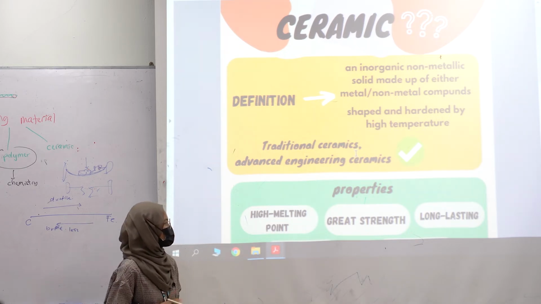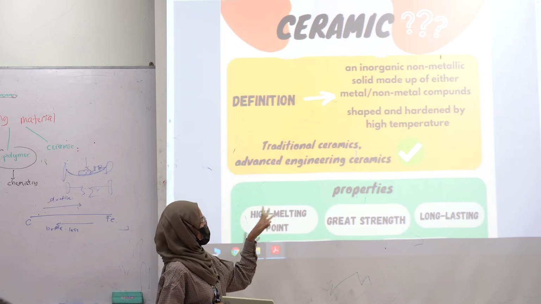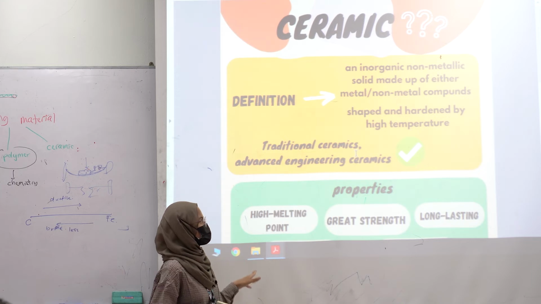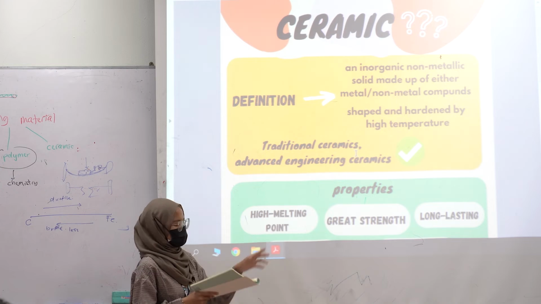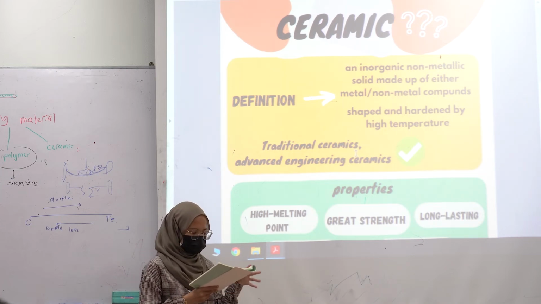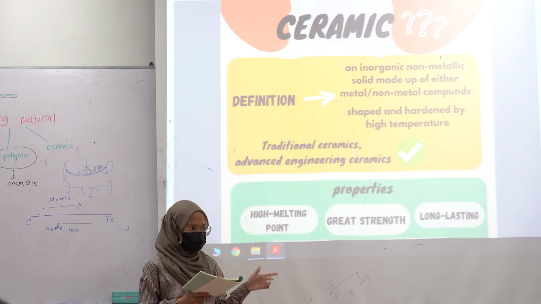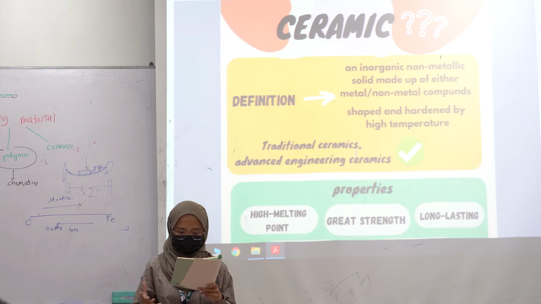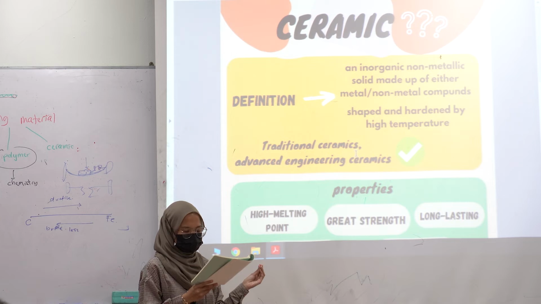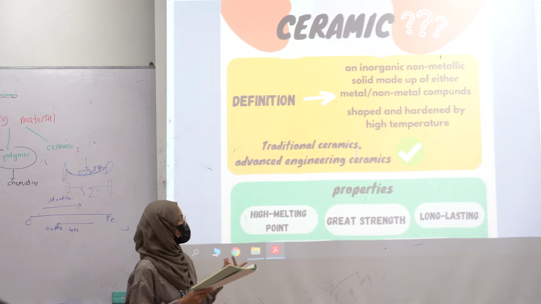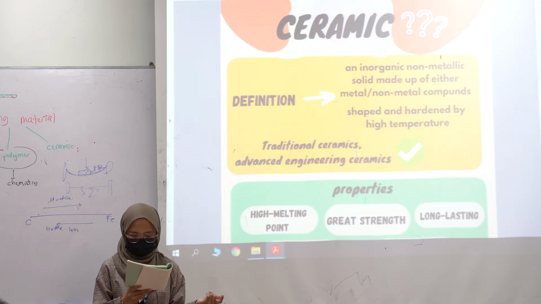Okay, so I would like to tell about the definition of ceramic. It is an inorganic non-metallic solid made up of either metal or non-metal compounds, and it's shaped and hardened by high temperature. In general, ceramic is hard, corrosion resistant, and also brittle. Like what Dr. said, brittle. It's hard, but it can be fragile, such as the examples of brittle ceramics, glass and also porcelain.